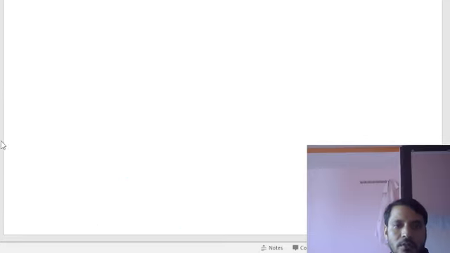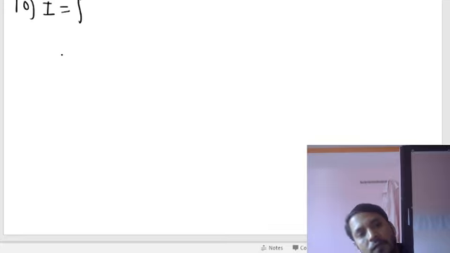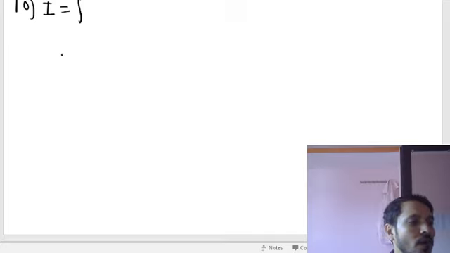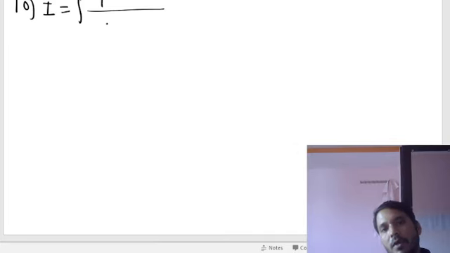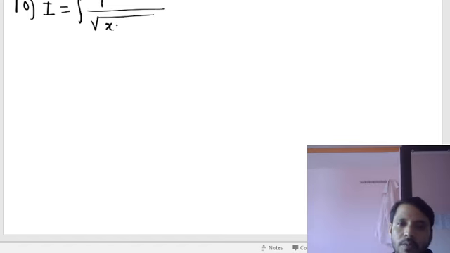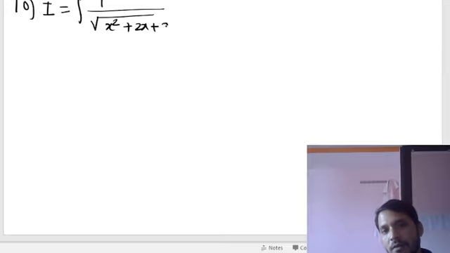Now what is the next question? Question number 10. So the question number 10, what we have given here? So let integration I equal to what? Integration of, it is in the next page now, 1 upon under root of, it is x square plus 2x plus 2. Here we have to apply the completing the square method.